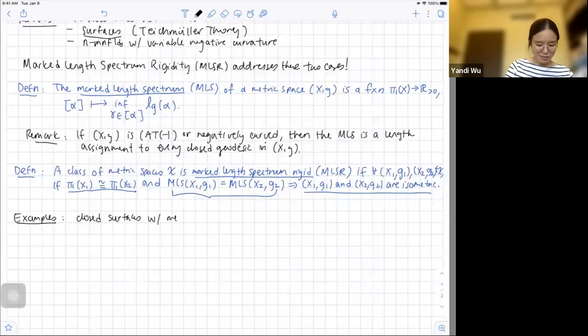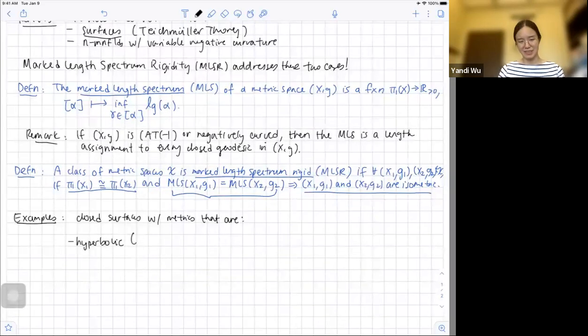So closed surfaces with metrics. The most natural class of metrics to first consider is hyperbolic metrics. Hyperbolic surfaces are marked length spectrum rigid. This is actually a fairly old result by Fricke and Klein from 1965. And there's something even stronger, which is that you only need to know the lengths of 6g minus 5 closed geodesics in order to determine a hyperbolic metric on a surface. So hyperbolic surfaces are very much marked length spectrum rigid.